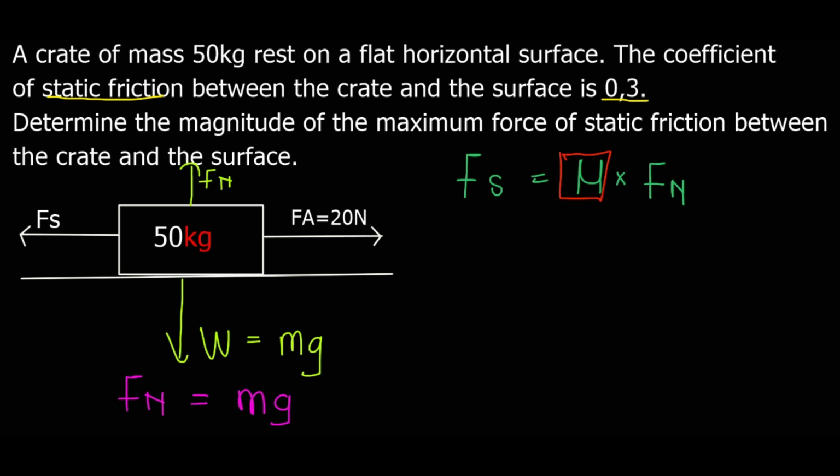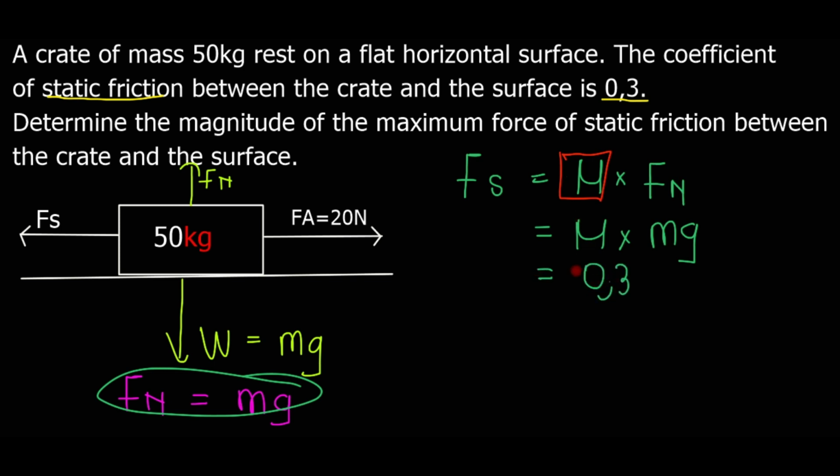So now I will say this is the coefficient of friction times the normal force, which is mg, and then from there it's about substitution. Finally 0.3, and then mass 50 kilograms, and then gravity is 9.8. So our static friction is 147 newtons.